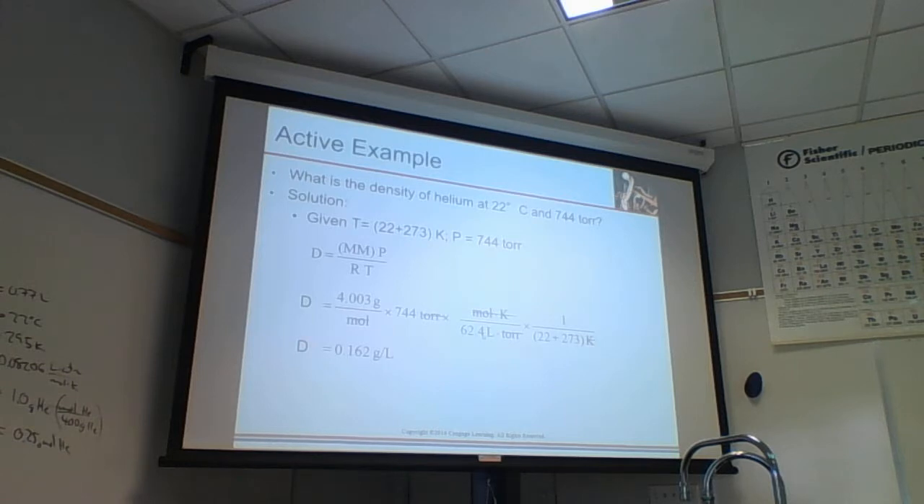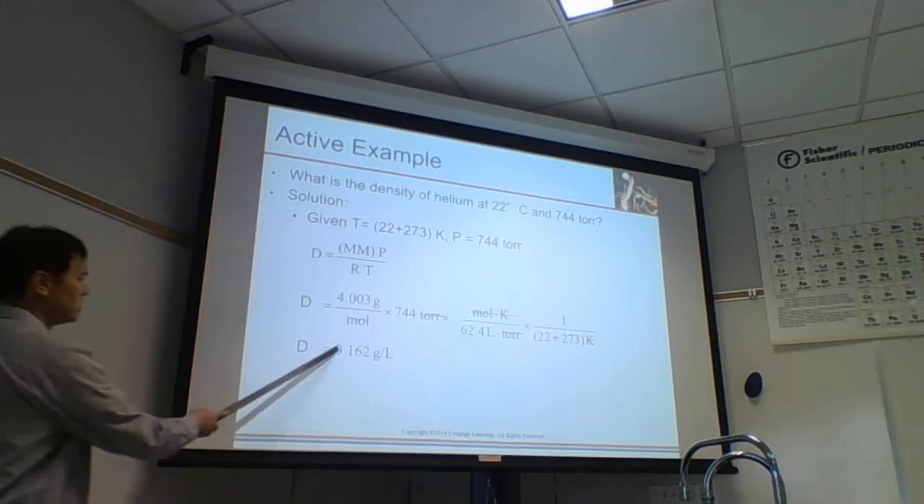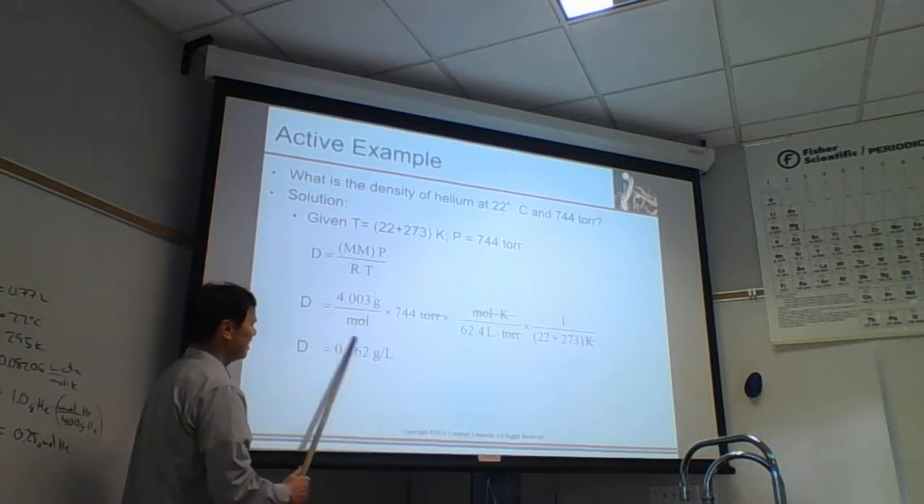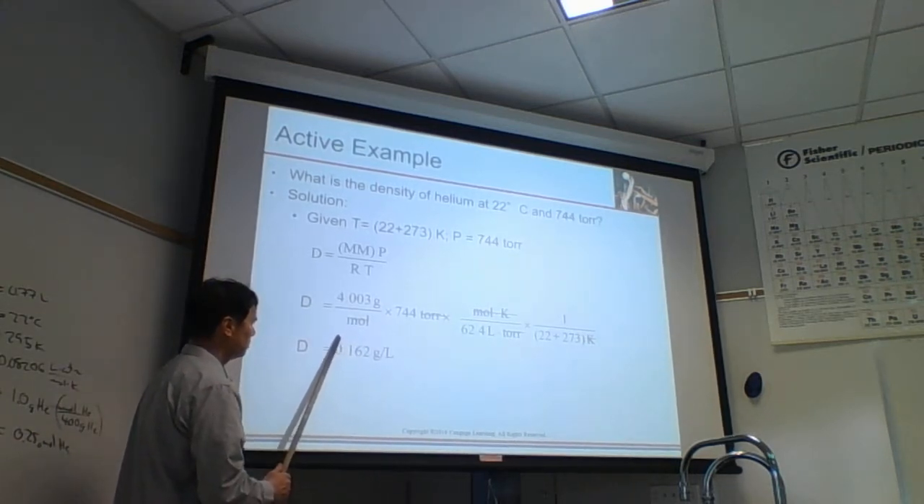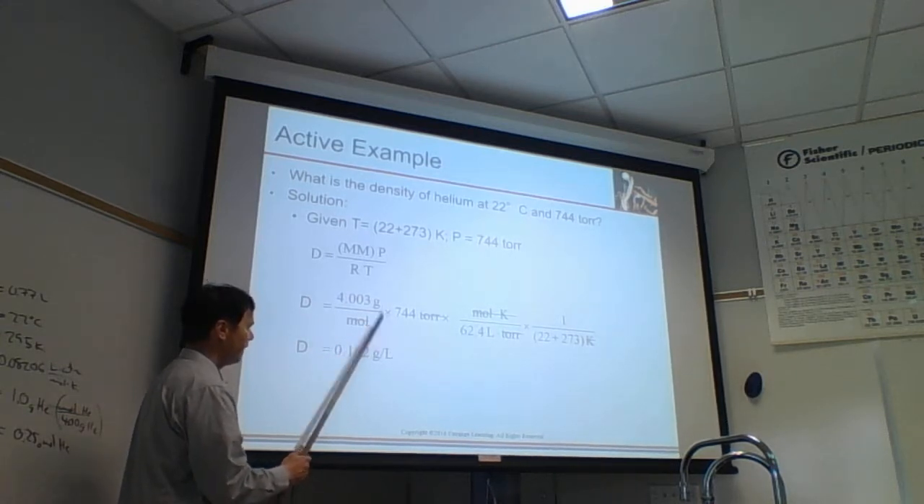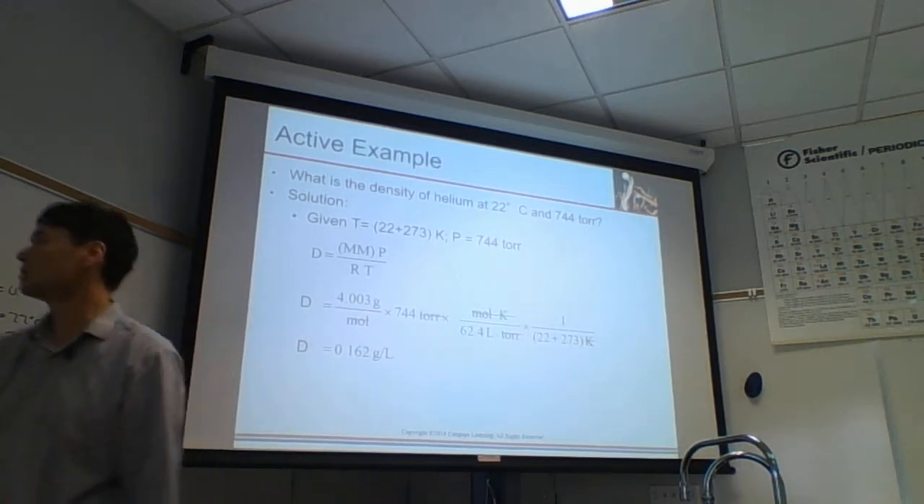And so I got 0.1618, which rounds to 0.162. This is another thing I don't like, is they don't show the rounding step, which I'd like you guys to do. 0.1618, which rounds to 0.162.